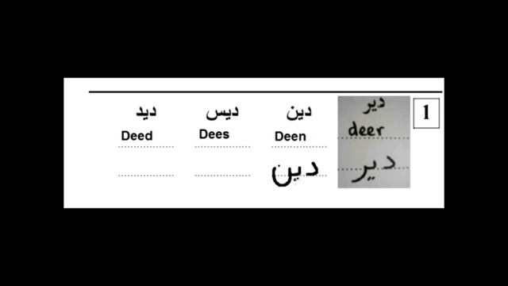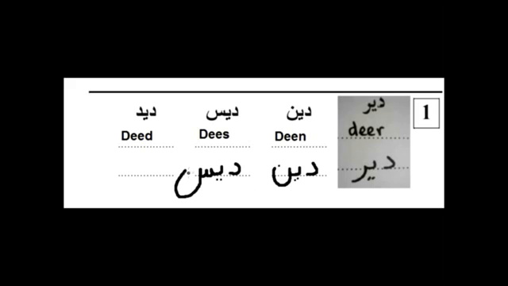Deen, the dal, the ya here, and the noon. The next word was this. The dal is not a connector, so it does not connect the letters after it. So we separate the dal from the ya. So here's the ya, and it's in its connecting form because it needs to connect to the seen. And then here's the seen. Then we put the 2 dots of the ya on the bottom.